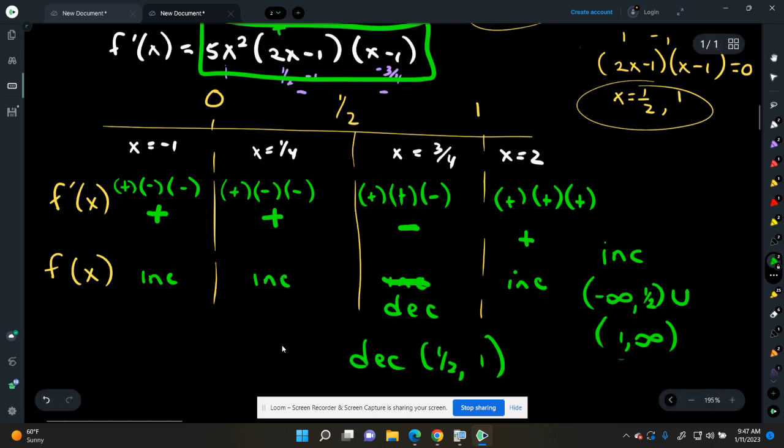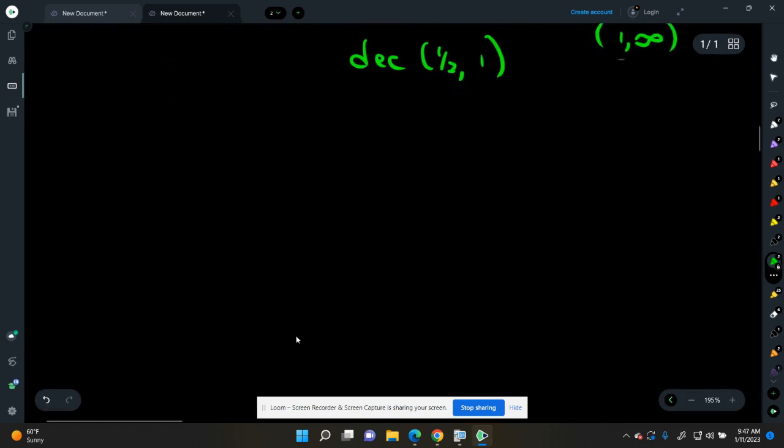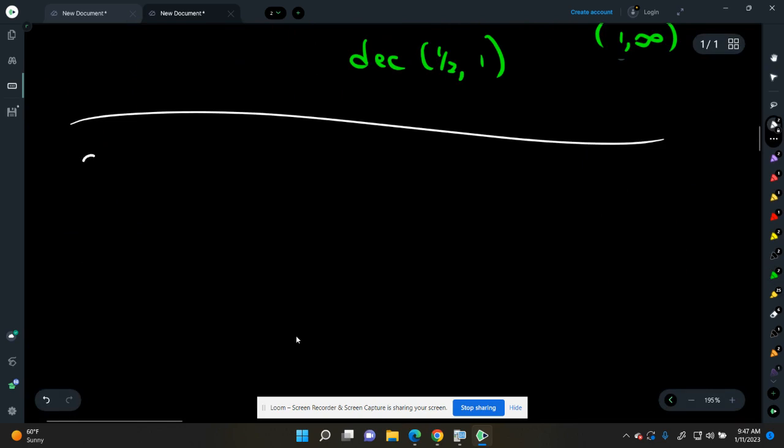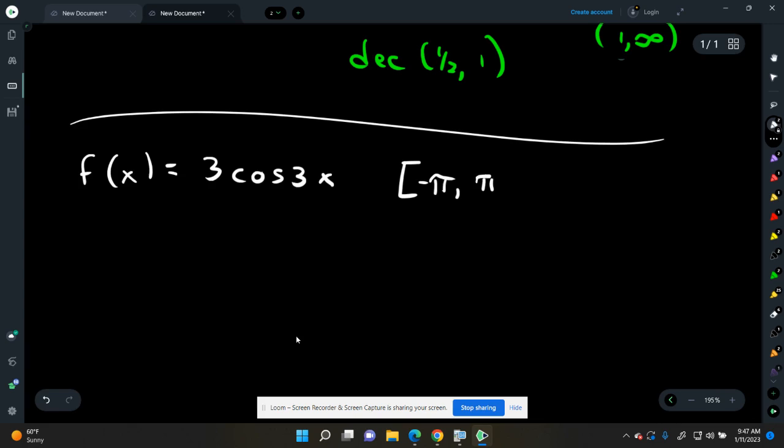Okay, let's see. Number 4, trig. We love trig. All right, f of x equals 3 cosine 3x, and we're going from negative pi to pi. Okay. All right, let's take the derivative of this, which is not such an easy thing, is it?